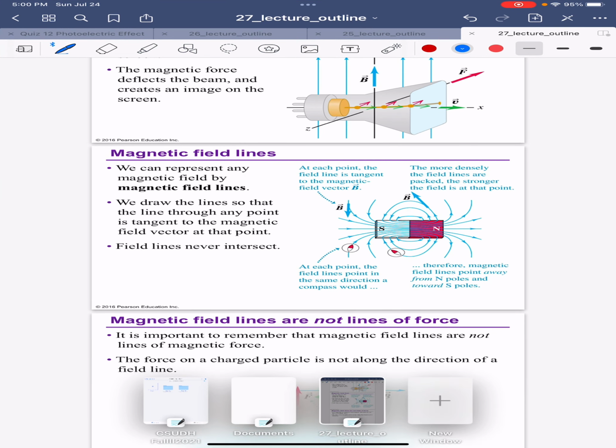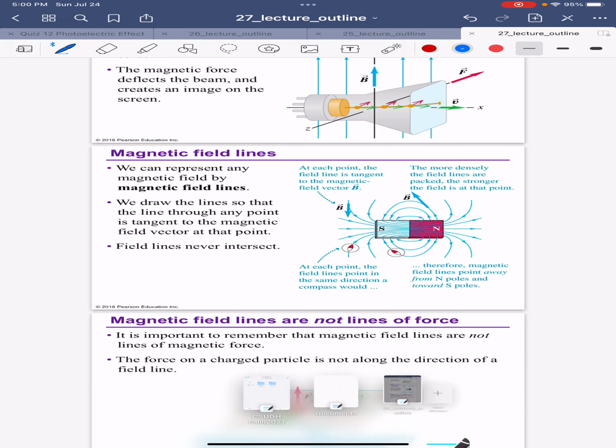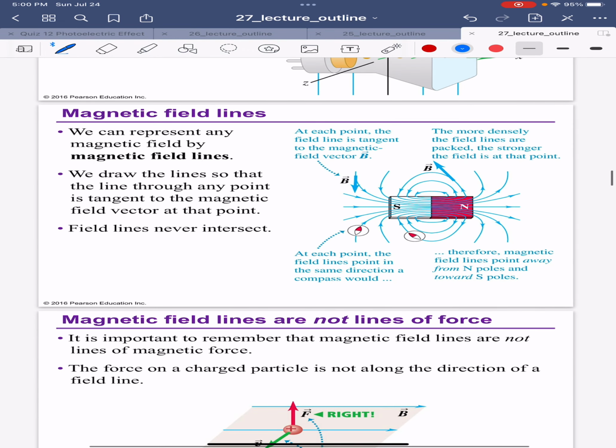Hi, this is the second video for chapter 27, and here we are talking about the magnetic field lines. You need to know that we can do an experiment in the lab easily to find how these lines really represent how the force is strong at some points and maybe weaker at another point.